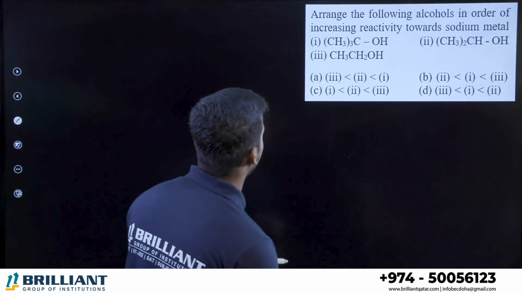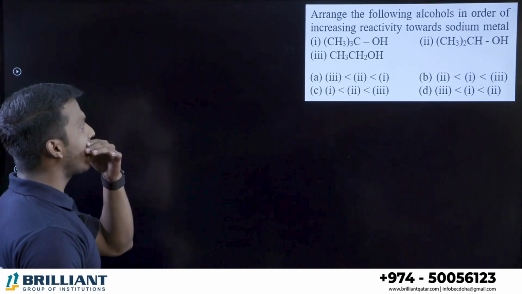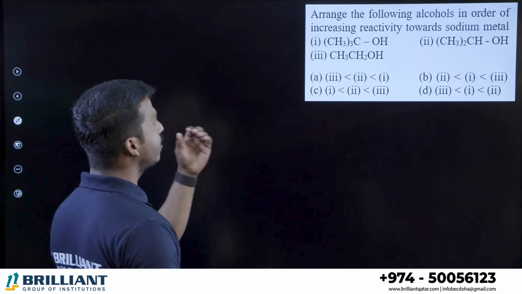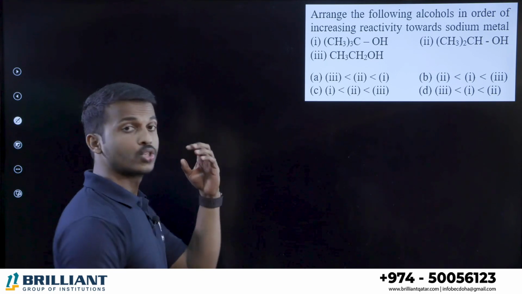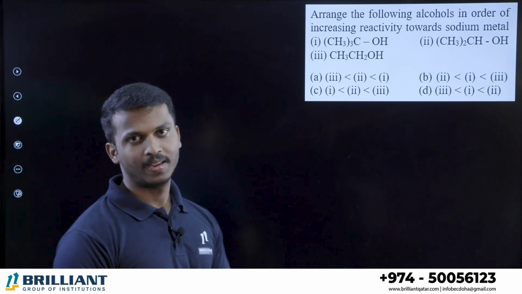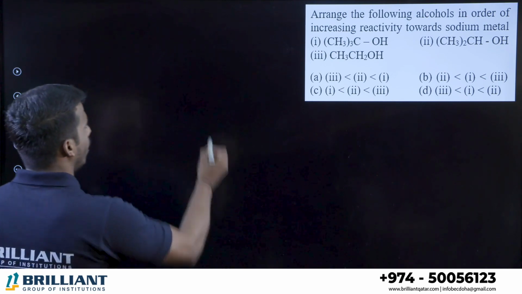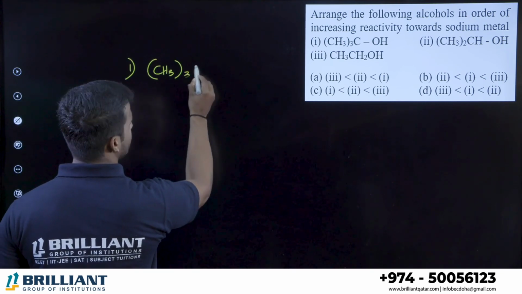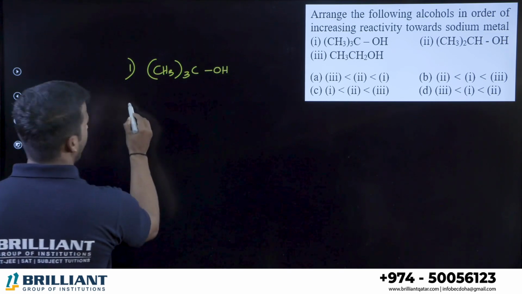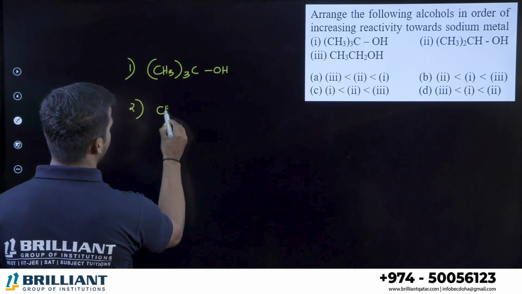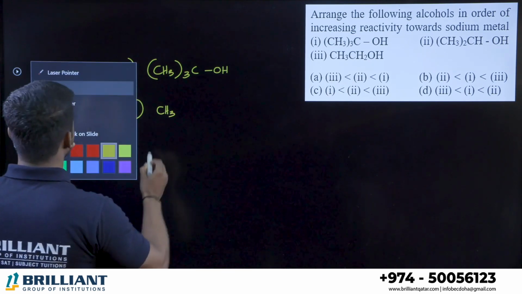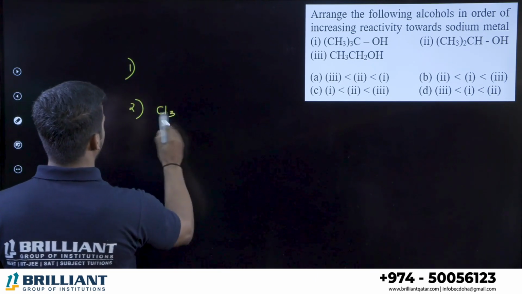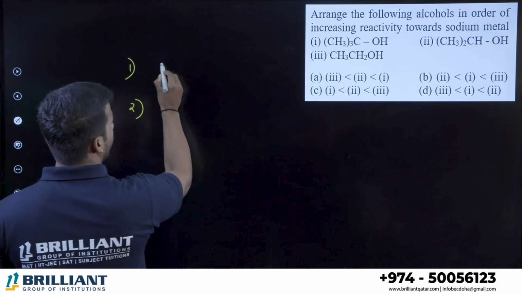Now, next question we can have. Arrange the following alcohols in the order of increasing reactivity towards sodium metal. It's an indirect question, okay? Compound number 1, let me take (CH3)3COH, and compound number 2. Let me just expand the structure.